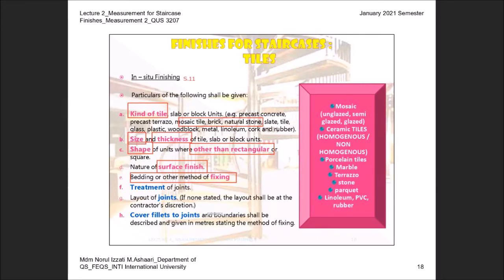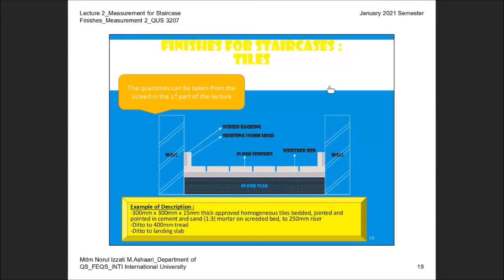I purposely highlight this one in blue color because normally the last three items here are not available to be written unless this is really stated in the specification. If not, treatment, layout, and cover fillet, you don't have to write in the description. Focus on the ones that I mentioned here in the pink color. On your right hand side, these are examples of the tiles available in the market, okay, or finishes available.